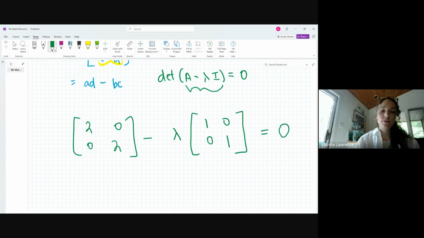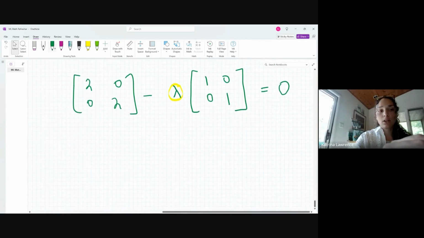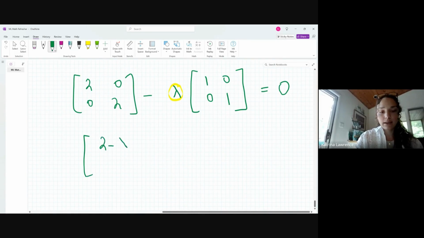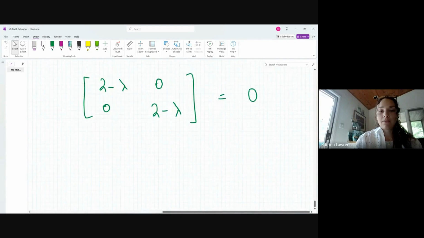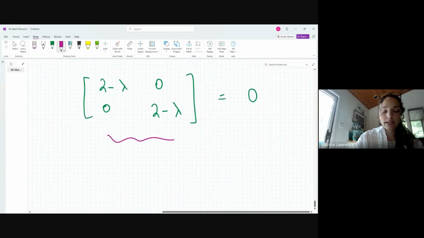So here we're going to do two skills. We're going to do scalar multiplication and also matrix subtraction. So we're going to multiply this lambda into our matrix and then do matrix subtraction. As a result, we end up with 2 minus lambda, 0, 0, and 2 minus lambda, and we're setting this equal to 0. So this part over here represents A minus lambda I.